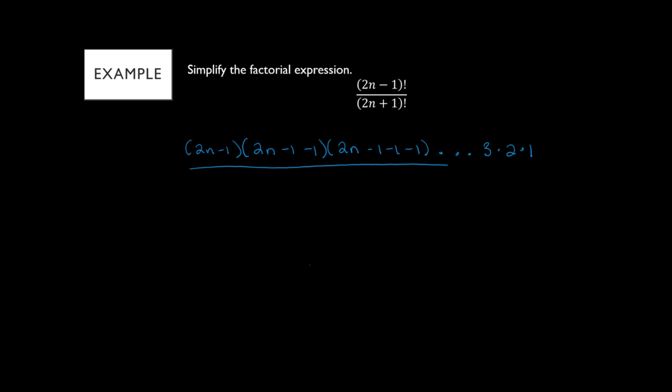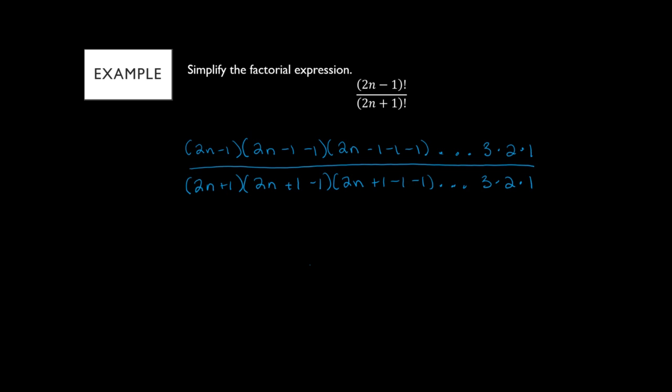So let's do the same thing in the denominator. The denominator will be 2n plus 1 factorial. So 2n plus 1. Then we're going to subtract 1, plus 1 and then minus 1. And I need to subtract 1 again. And then again, I don't know how many I'm going to have, but I'm eventually going to go down to 3 times 2 times 1 there for a factorial.